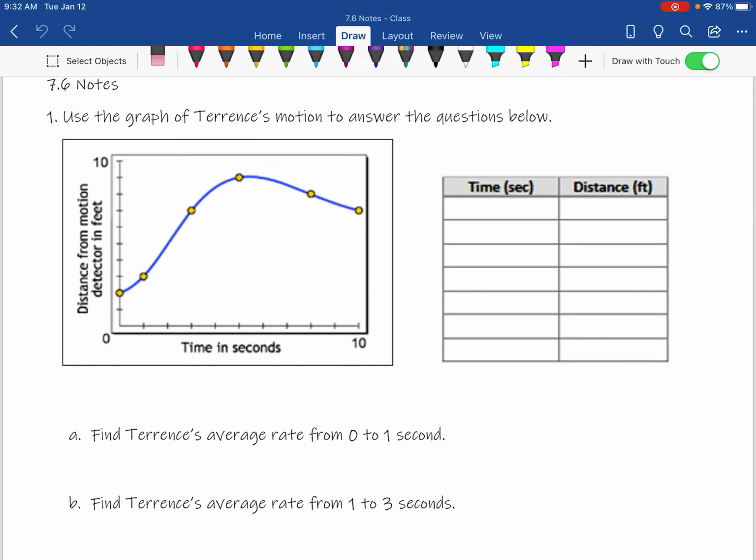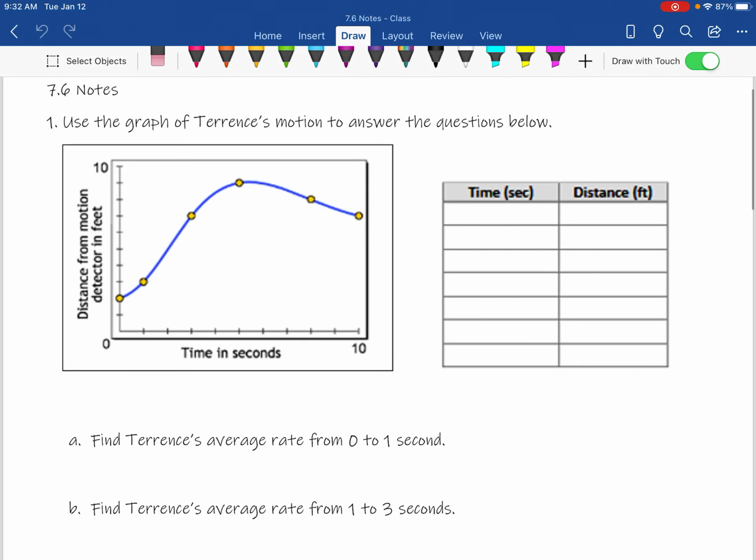Okay, so today we are starting our review for our mid-unit assessment on motion graphs, and we're just going to be focusing on finding the rate from a table and from a graph. Okay, so we have this table or graph for Terence's motion, and we're just going to start by translating these yellow points to the table.